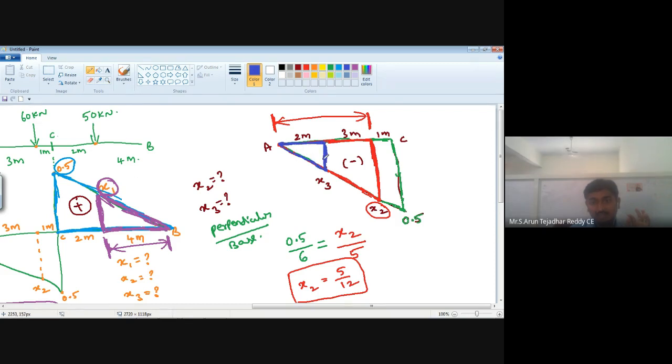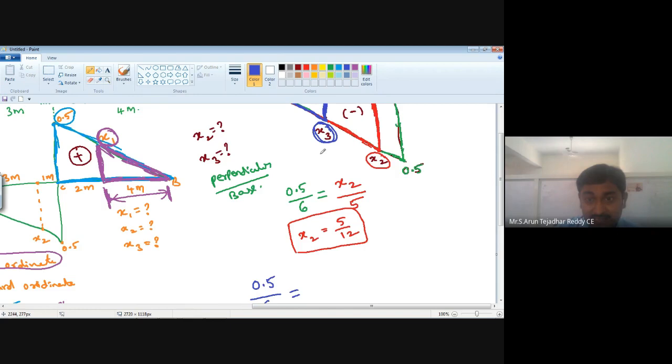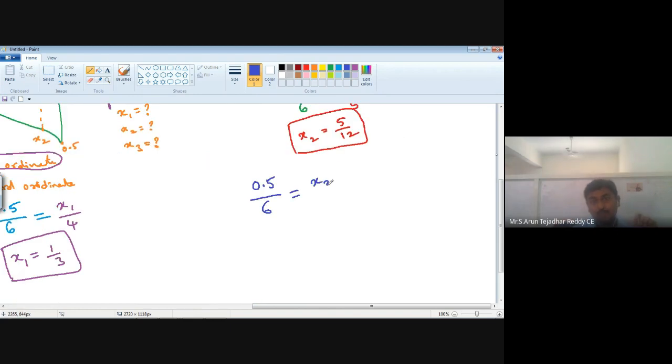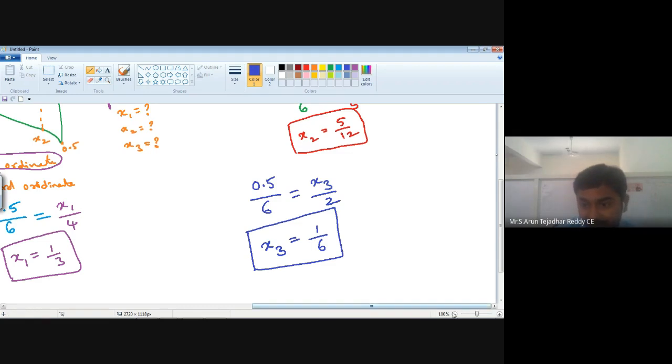So this is entirely your similar triangle. In this similar triangle, what is the perpendicular? Perpendicular here is x3. And what about the base? See, base is up to here. What is the distance? That is 2 meter. It means x3 by 2. From this one, what is the value of x3? That is 1 by 6.